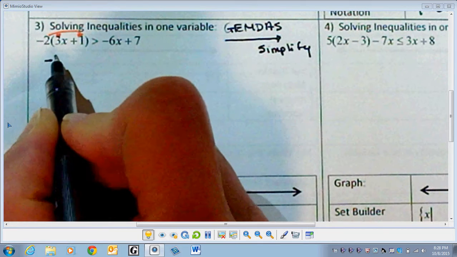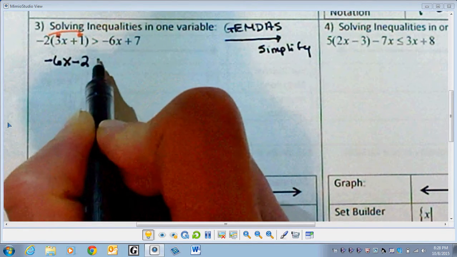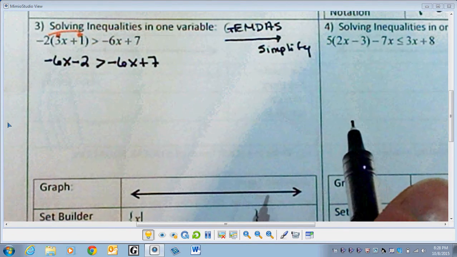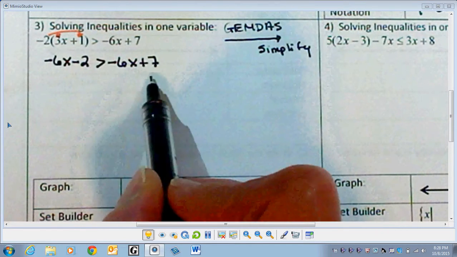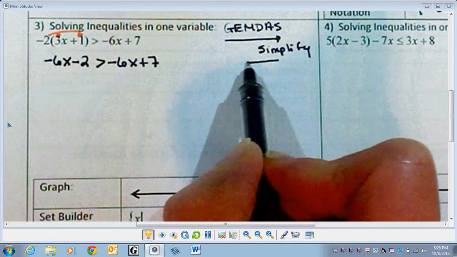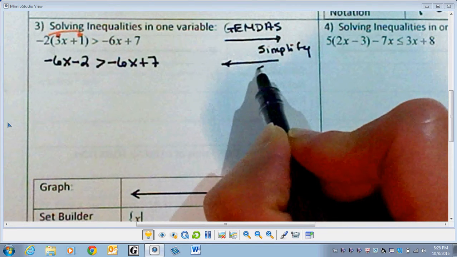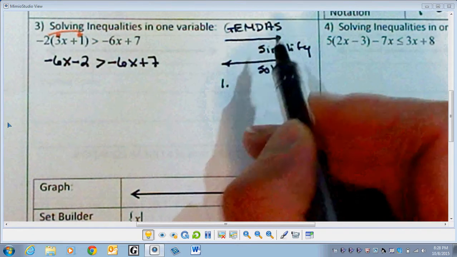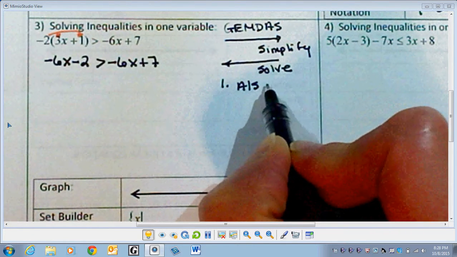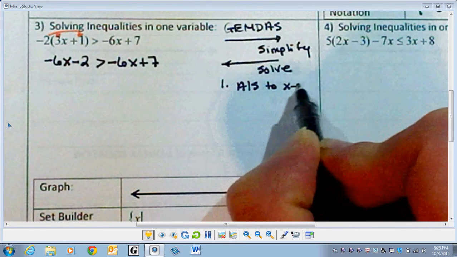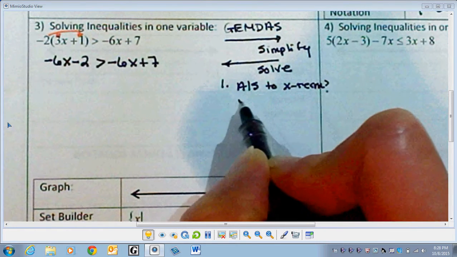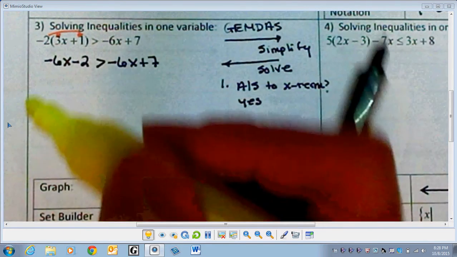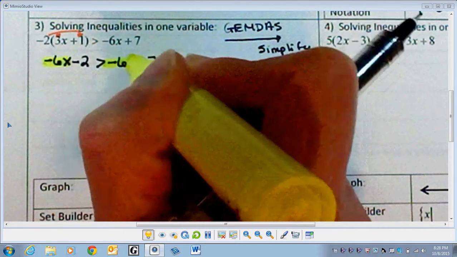So that gives me -6x minus 2 is greater than -6x plus 7. Okay? I cannot simplify the left, I cannot simplify the right. So that means I'm going to now do GEMDAS backwards because I'm going to solve for x. So the first question I ask myself is, is anything being added or subtracted to the x term? And the answer is yes. What is being added or subtracted to the x term? Well, here's my x term, and here's also an x term.